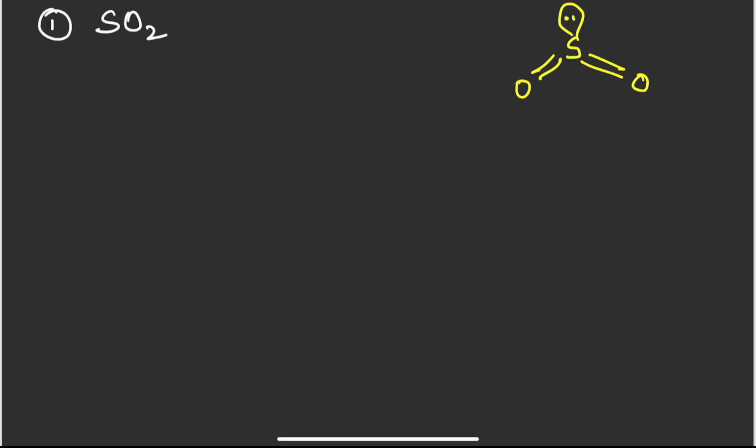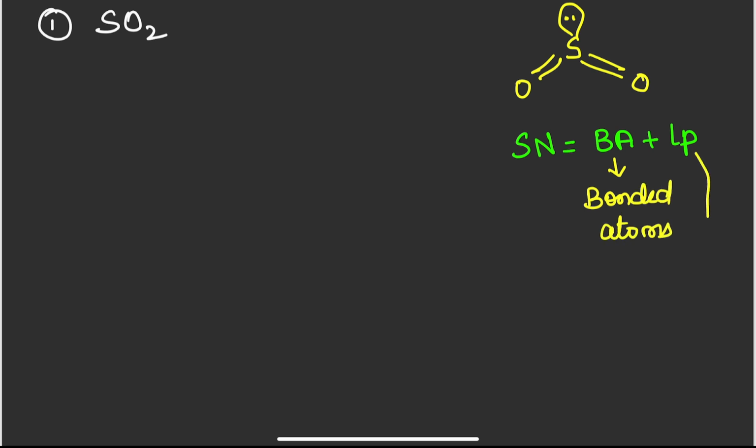So how to find the hybridization? I have already taught you a trick how to find the hybridization. Here we will be using steric number. Steric number is equal to the number of bonded atoms plus the lone pair of electrons. So what is Ba? Ba is called bonded atoms. And what is Lp? Lp is called lone pair of electrons. So now let us calculate the steric number.